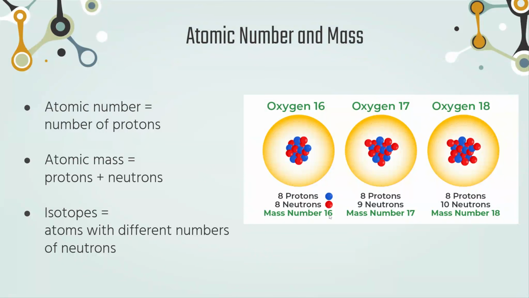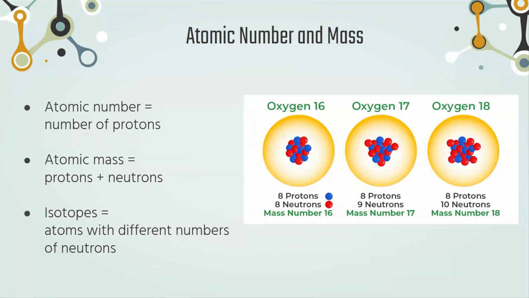Now, even though all oxygen will have the same number of protons, which is 8, the atomic mass can actually change, meaning the amount of neutrons within the nucleus can differ. So oxygen 16 can have 8 neutrons, oxygen 17 can have 9, oxygen 18 can have 10, and this can change the mass of the atom. And this can also make certain atoms or elements unstable and radioactive.